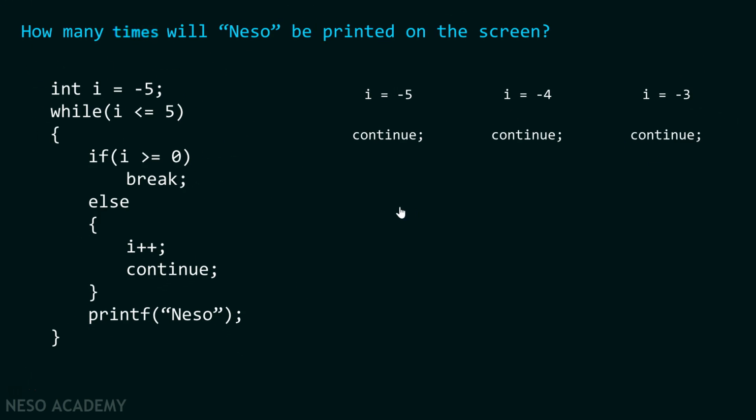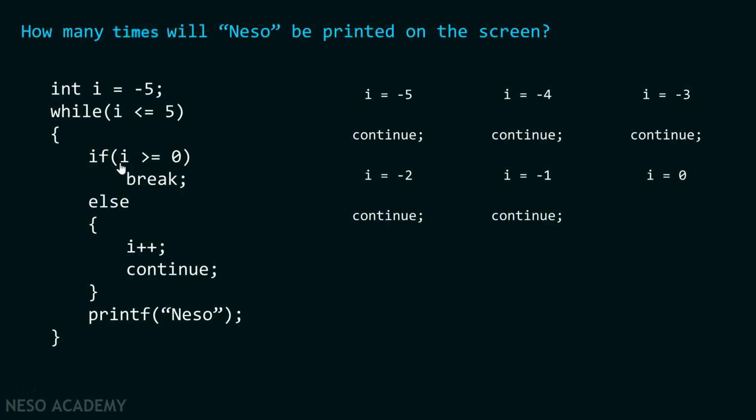Now the value of I is -2, and we know what will happen after that. We again execute this else part and simply continue. Now the value of I is -1. Again the same procedure will happen and again we continue. Now the value of I is 0. We check the condition is I less than or equal to 5 or not. As 0 is less than 5, therefore this condition is satisfied. We come inside this while loop.